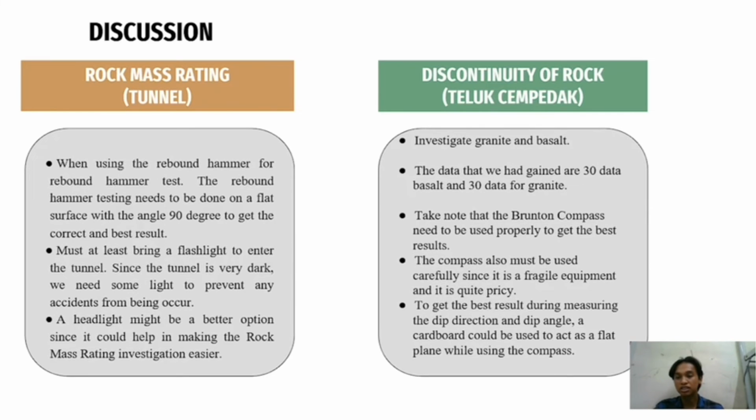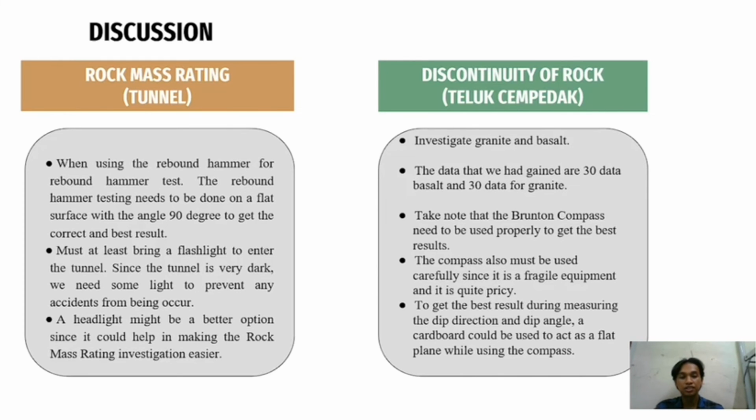For the third one, rock mass rating at the tunnel. The precaution that we must take note of in the tunnel is when using the rebound hammer. The rebound hammer testing needs to be done on a flat surface with the angle of 90 degree to get the correct and best result. Another precaution is that we must at least bring a flashlight to enter the tunnel. Since the tunnel is very dark, we need some light to prevent any accidents from occurring. A headlight might be a better option since it helps in making the rock mass rating investigation easier.